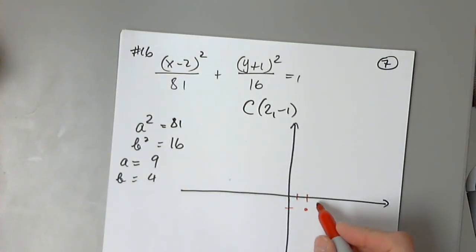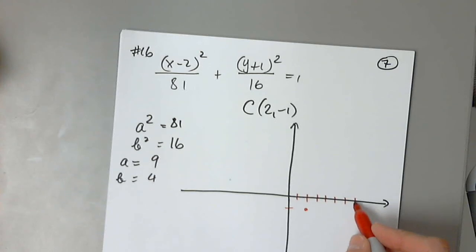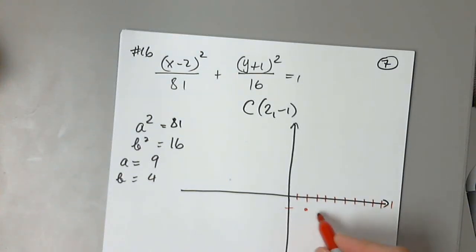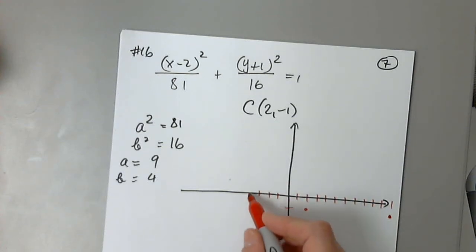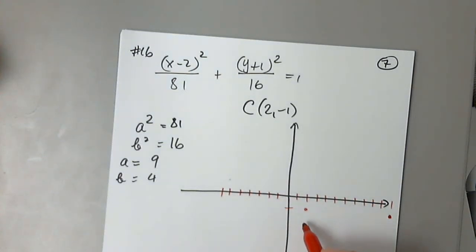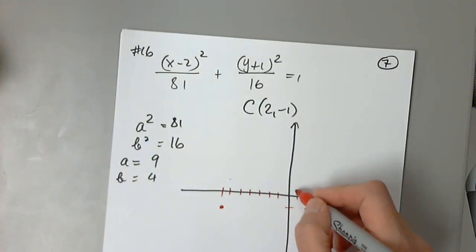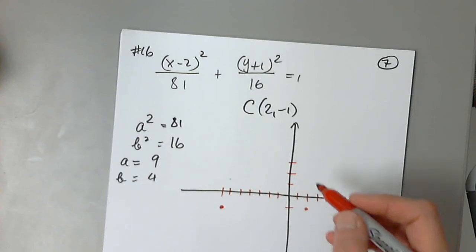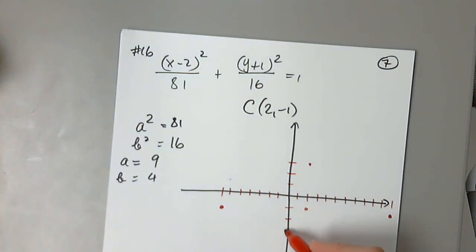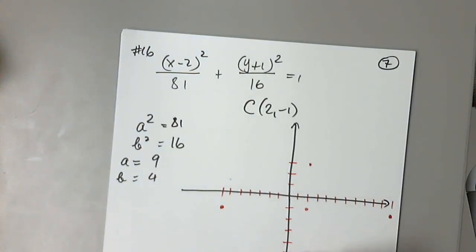A is 9. 1, 2, 3, 4, 5, 6, 7, 8, 9. 2, 3, 4, 5, 6, 7, 8, 9. 4, 1, 2, 3, 4. 1, 2, 3, 4. And here's the ellipse.